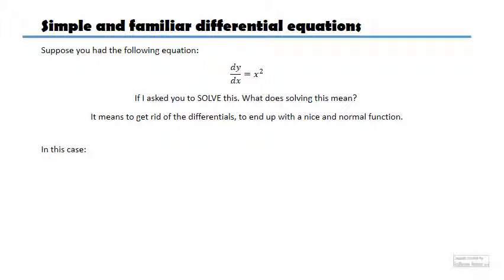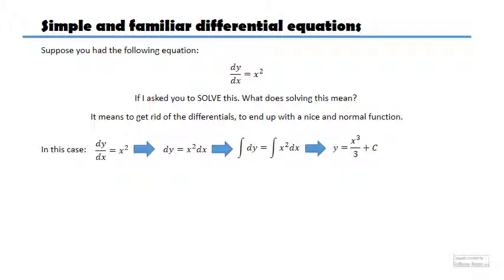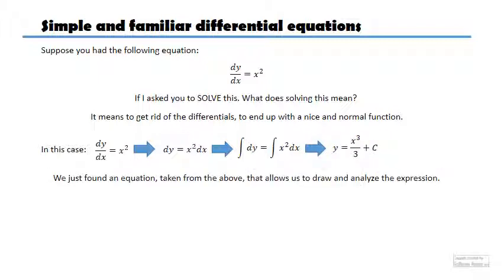So how do you do that? In this case here, what I'm going to do is take this dx to the other side. So what I end up with. And now if I put integration signs on both sides of the equation, I can integrate, and hence I end up with my solution. This will be called the general solution. So from this equation, we ended up with a nice and normal function.